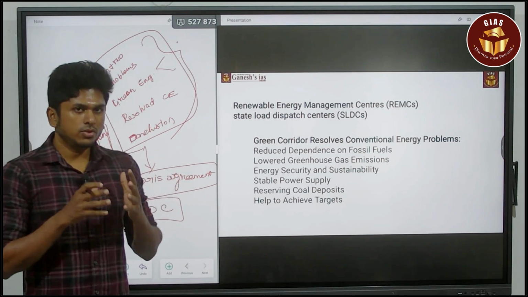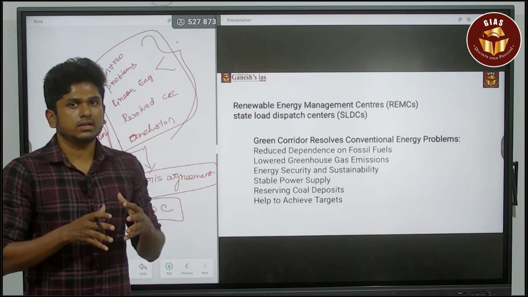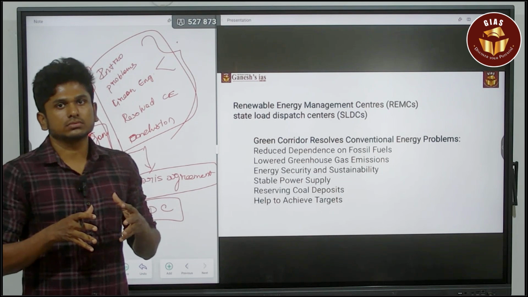First of all, you need to know the holistic idea of this green energy corridor. Without knowing that, you can't answer this question.